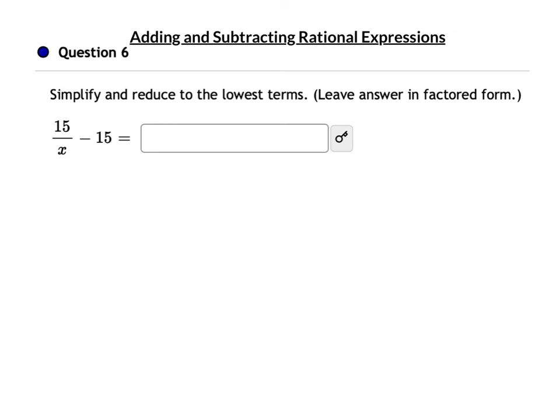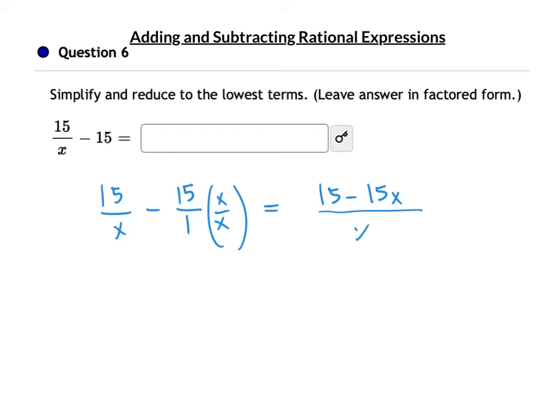For question 6, we need a common denominator for that 15. That 15 is over 1, and the common denominator is x. It's the least I can do to make them the same. I'll multiply that by x over x. My answer then is 15 minus 15x over x.